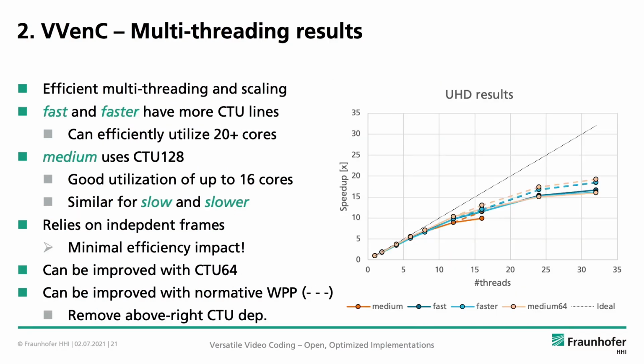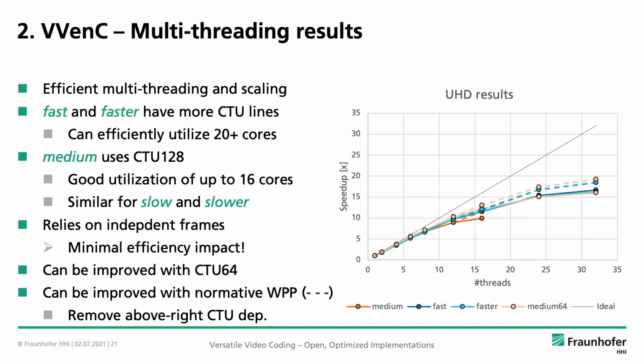This multi-threading approach provides very good scaling. For Fast and Faster, which use lower CTU sizes, translating to more CTU lines to parallelize, VVenC can utilize 20 and more cores efficiently. With Medium, which uses larger CTU sizes, similar to Slow and Slower, up to 16 cores can be utilized efficiently for UHD encoding. This approach comes with minimal efficiency trade-off, basically introducing around 0.5% bitrate increase over single-threaded encoding.